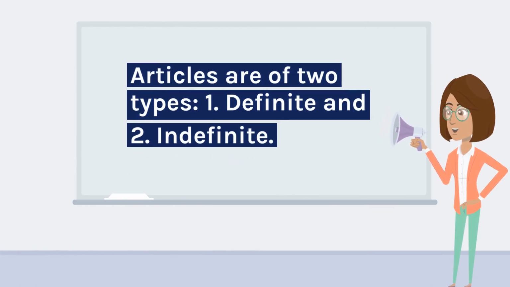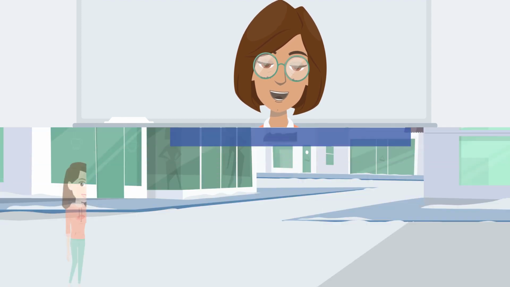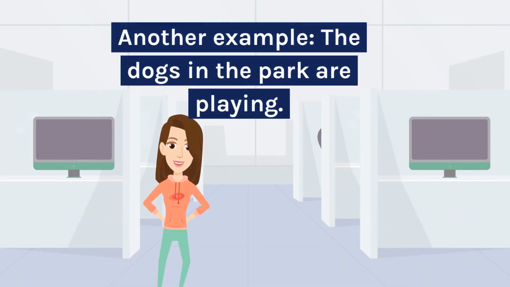Articles are of two types: 1. Definite and 2. Indefinite. The definite article in English is the. It comes before singular and plural nouns when the noun refers to something specific. For example, the book on the table is mine. Another example, the dogs in the park are playing.